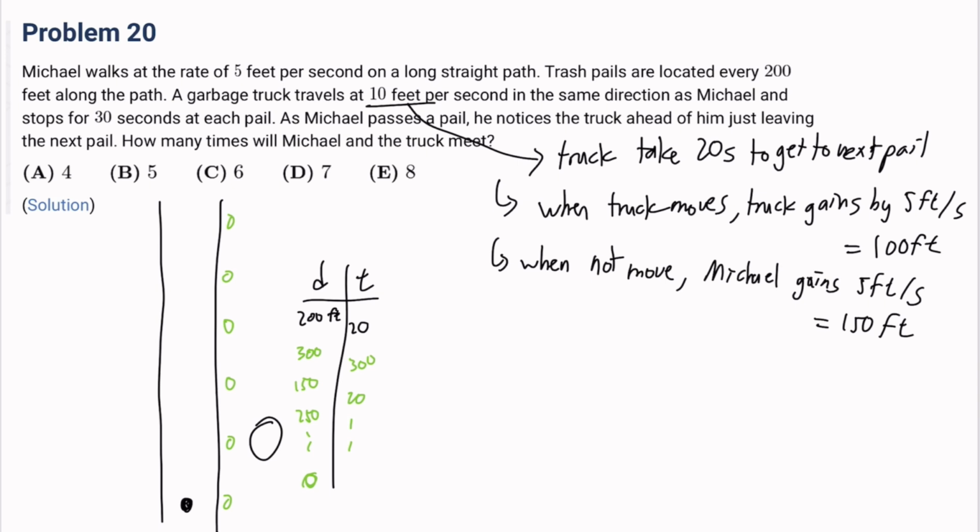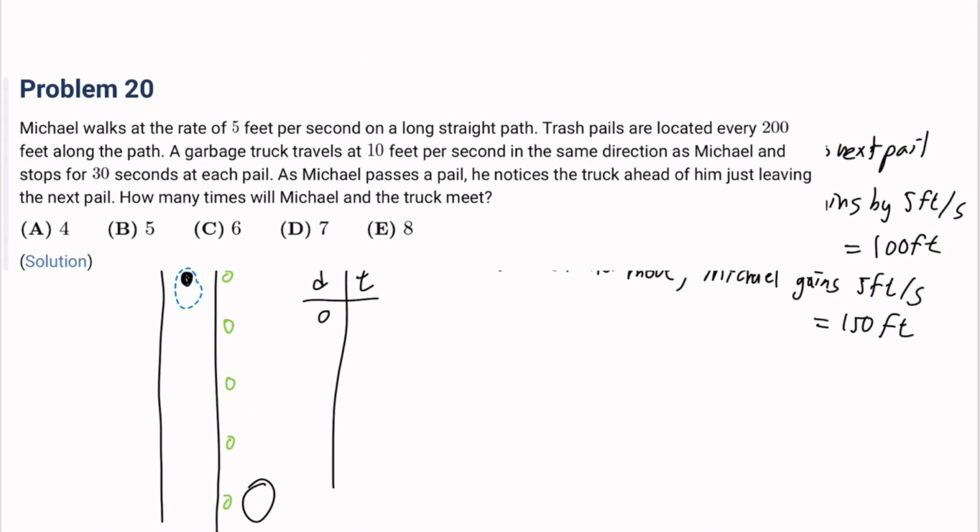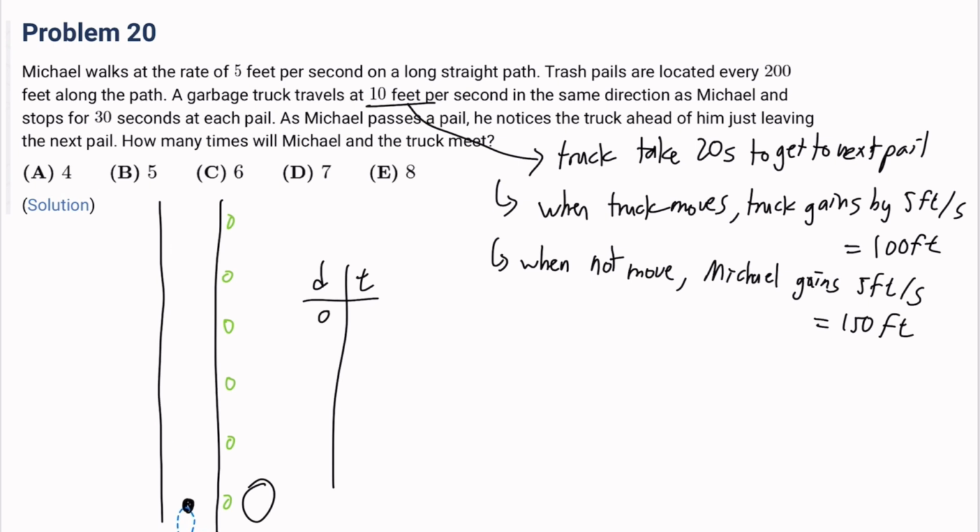First time, right? So the truck will be going somewhere, and Michael will also be walking, and then they will be at the same location, right? And so if we start over from that part, because that's just their first meeting, their distance is 0. Let's just move these back to the beginning, so this is back to the beginning.